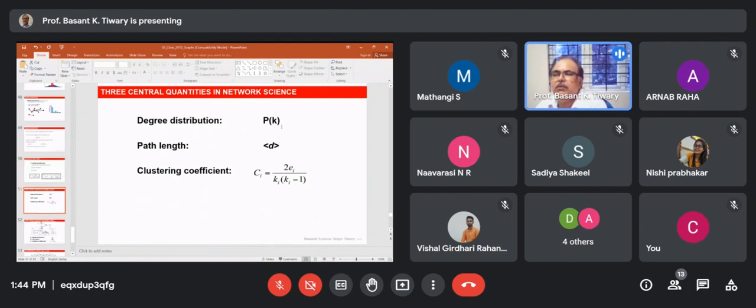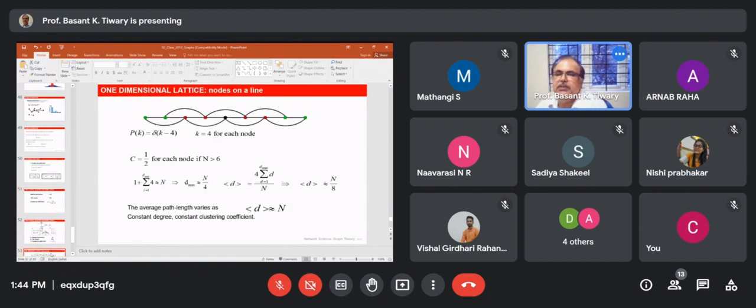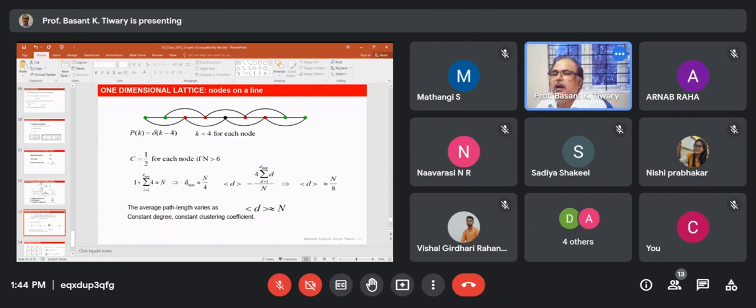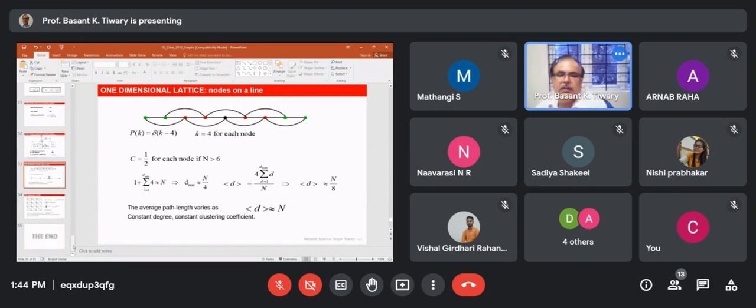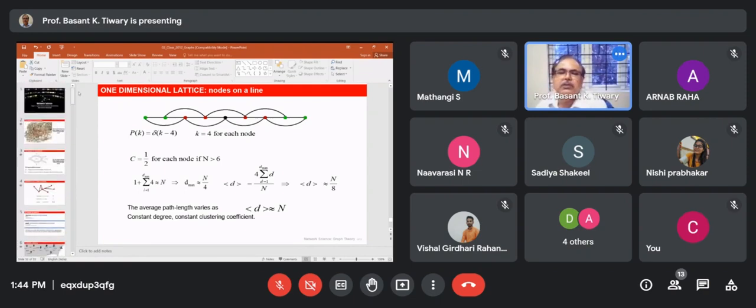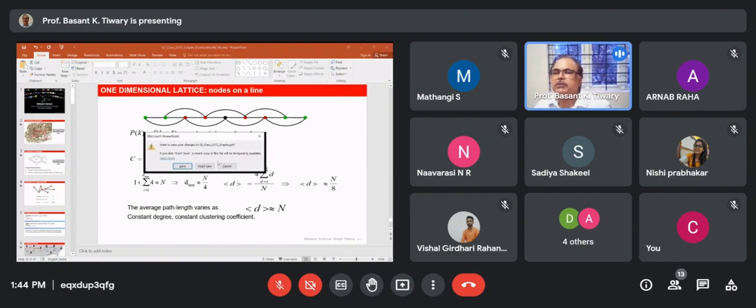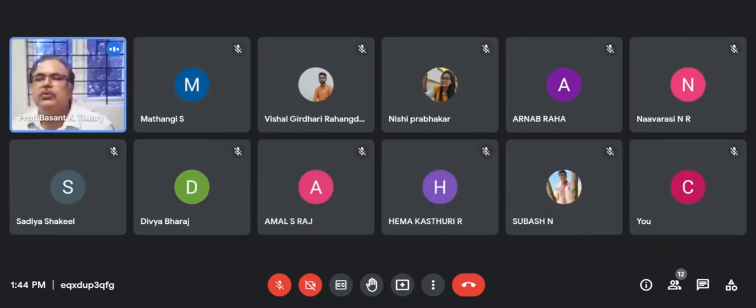So now we have a formula for the distribution. This is the path length, and this is the clustering coefficient. This is not that important. Yeah. So these are the areas I wanted to discuss with you. Now I will show you the material which I want to give to you. So this is about graph theory.